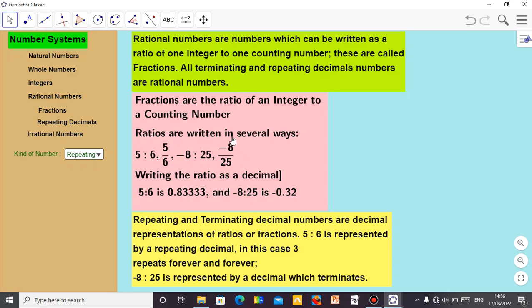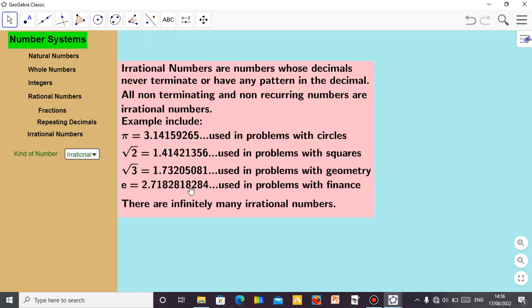So all these are just a way I use to define rational numbers. Take note of this. Okay, now if you move on, irrational numbers. Irrational numbers are numbers whose decimals never terminate or have any pattern. So without wasting time, you can see the examples. But before I go through the examples, you see what I have here, all non-terminating. There are some decimals that don't terminate. For example, pi.